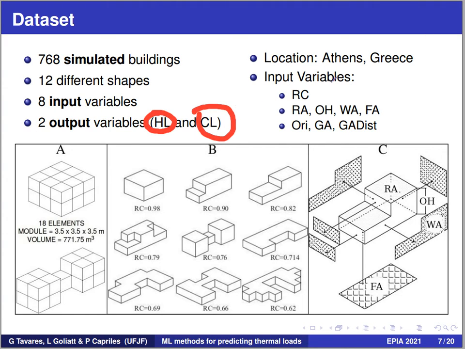The input variables are some architectural information, such as the relative compactness, shown here in B, and the other ones shown here in box C: the roof area, the overall height, wall area, floor area, and also the orientation, the glazing area, and the glazing distribution.